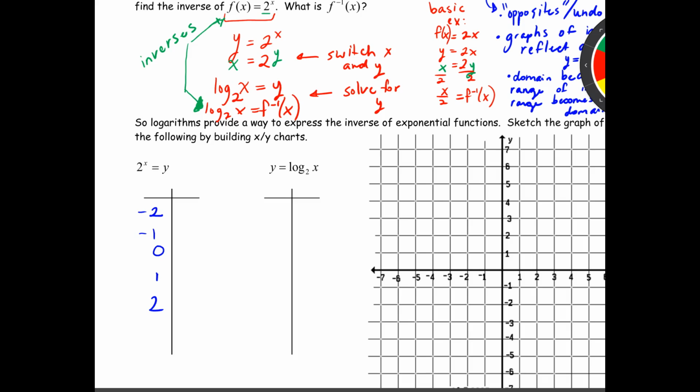Okay, so what's 2 to the negative second power? 1 over 4, good. What's 2 to the negative first power? 1 over 2. What's 2 to the 0 power? 1. What's 2 to the first power? 2. What's 2 squared? 4. So I have these ordered pairs. I have negative 2, 1/4. I have negative 1, 1/2. I have 0, 1. I have 1, 2. And I have 2, 4.